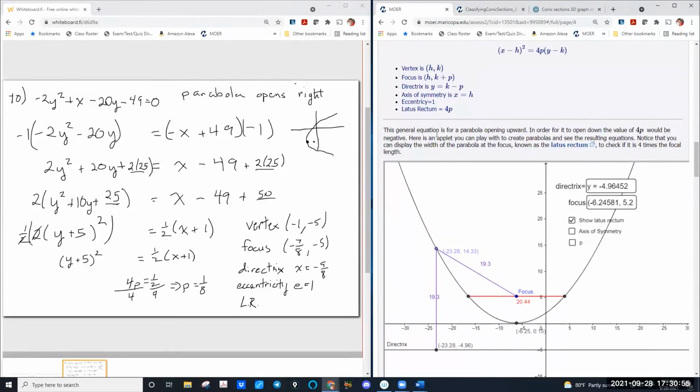So to find the latus rectum, that is the 4p value. We already had identified that as 1/2. And there is all those pieces about our parabola.